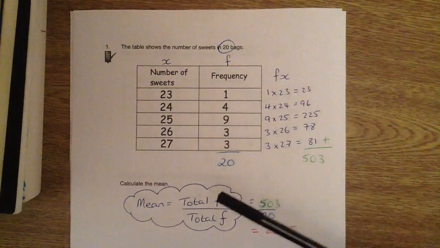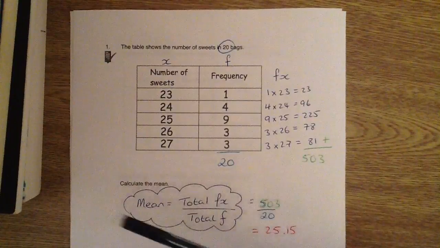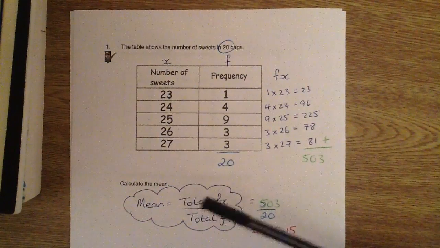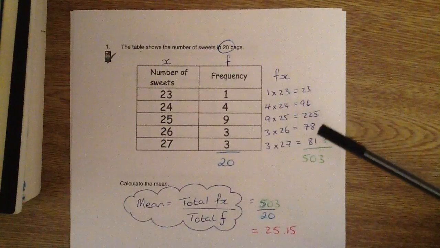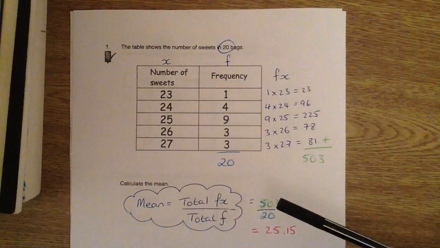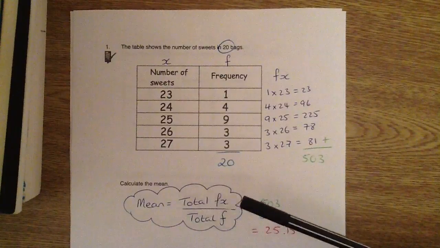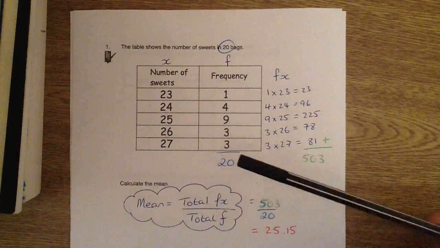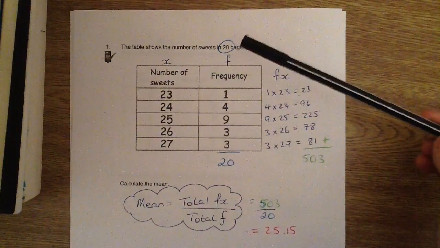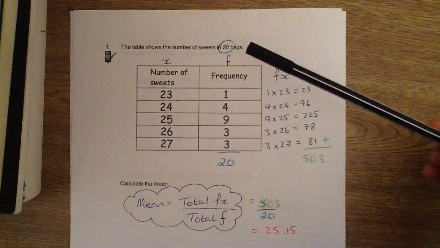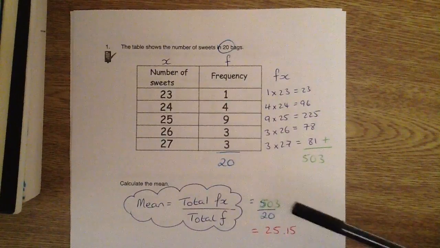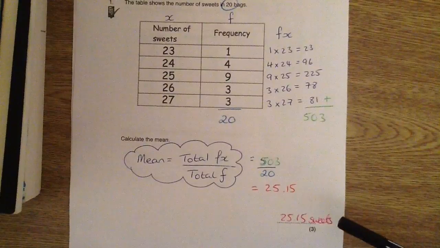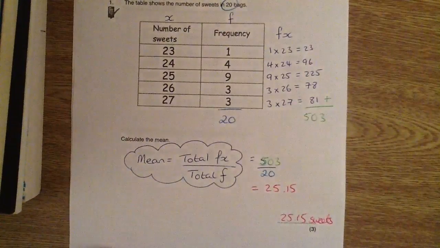Once we've done that, we can then use this mean from a frequency table formula. We take the total of the FX column, which when you add all these together, you get 503, that's on the top. And we divide that by the total of the F column, which you can either add all these up and it'll add up to 20, or you can just see in the question, it told you that there were 20 bags. So you do 503 divided by 20, which is 25.15 sweets, on average, in each bag.